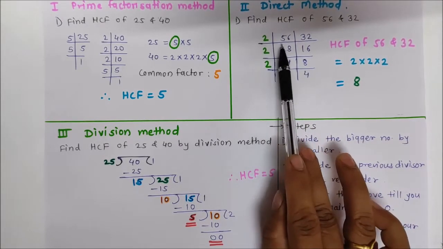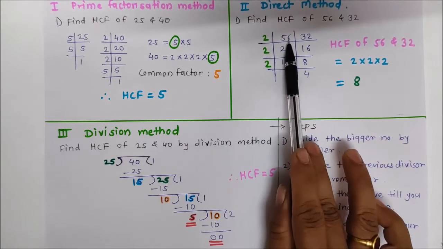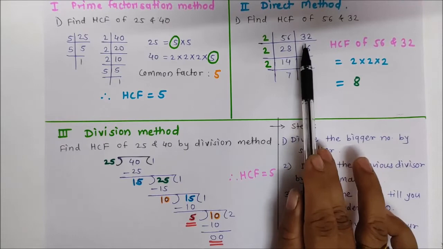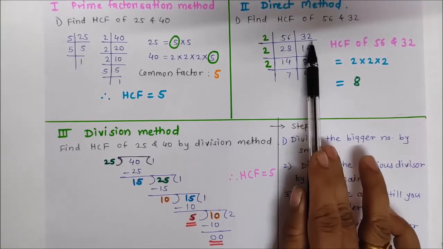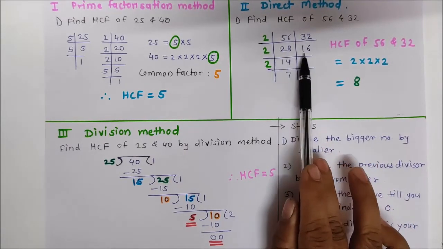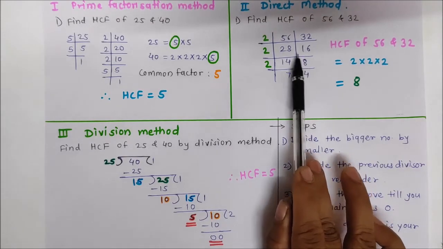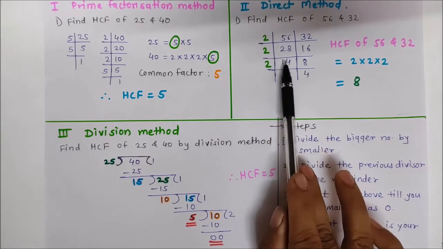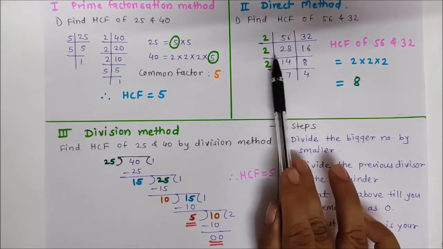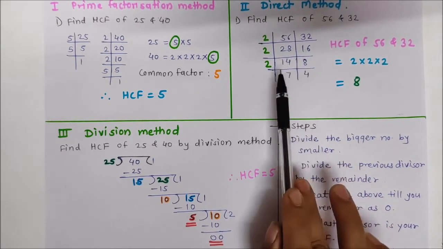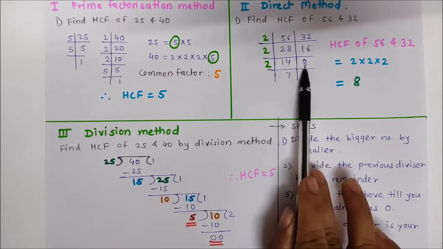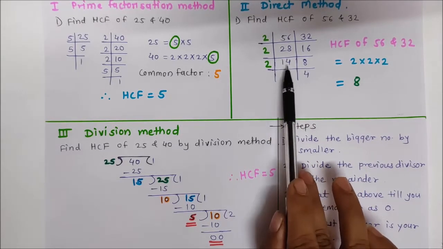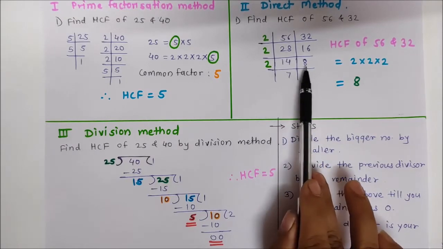So 2 2s are 4, 1 is remaining, 2 8s are 16. Again 2 16s are 32, 2 1s are 2. Here 1 is remaining, 2 6s are 12. Again 28 and 16 are even numbers. That's why it is divisible by 2. Again 2 1s are 2, 2 4s are 8, 2 8s are 16. Again 14 and 8, those numbers are divisible by 2. Here 2 7s are 14, 2 4s are 8.